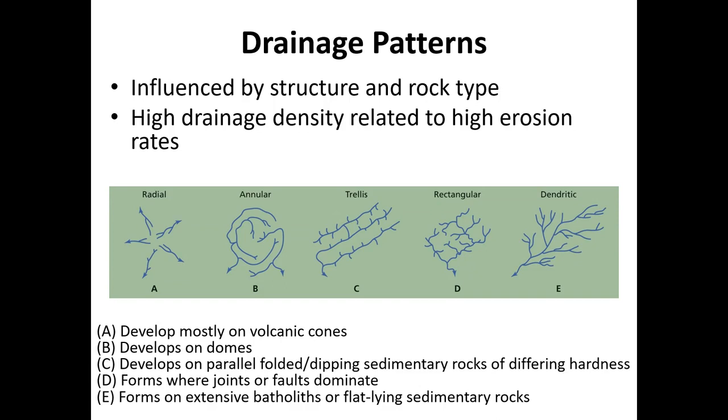You could have trellis, rectangular, or the most common, dendritic, which is sort of like plants. It looks a little bit like the veins of a leaf. So these are different kinds of drainage styles. You have different patterns water follows when it's being drained.